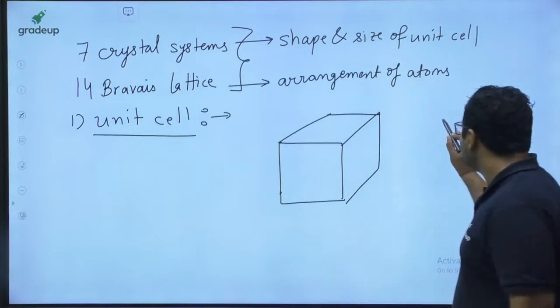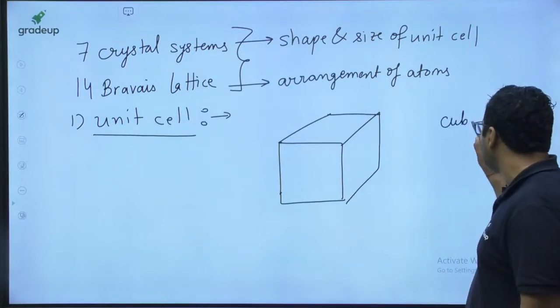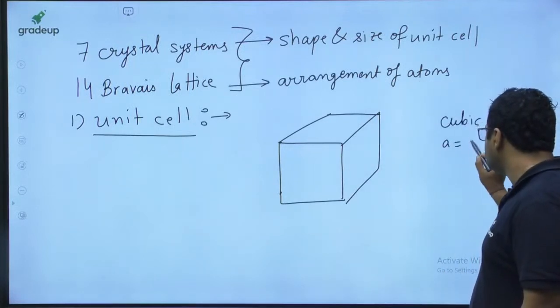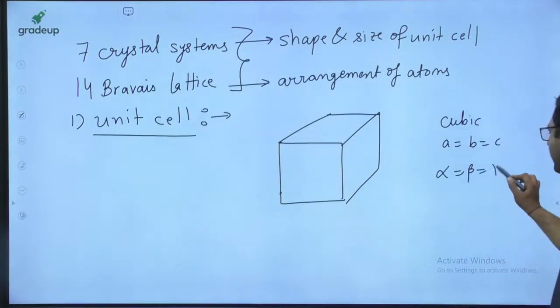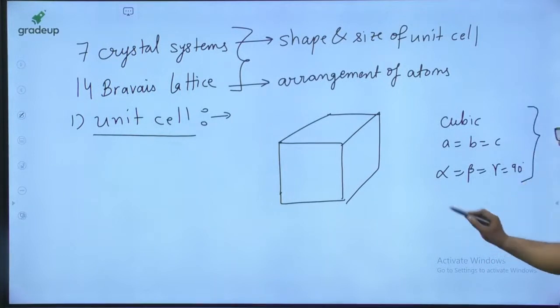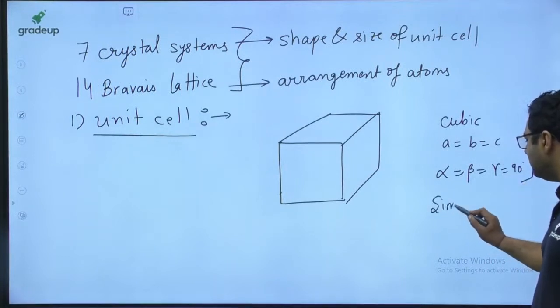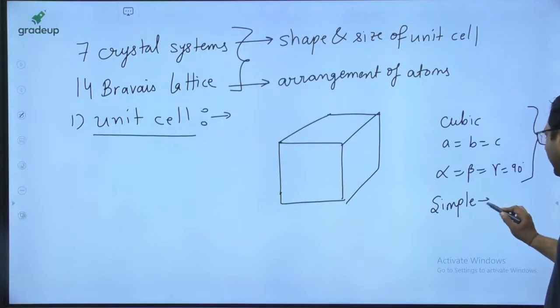You know, cubic means a = b = c and alpha = beta = gamma = 90 degrees. If this condition is satisfied, it is cubic. And when I say simple, it means only 8 corner atoms will be there.